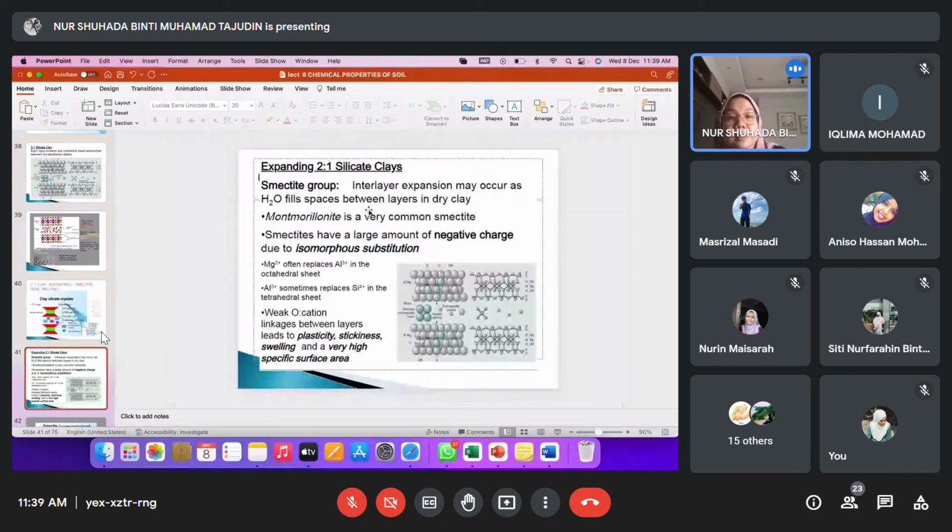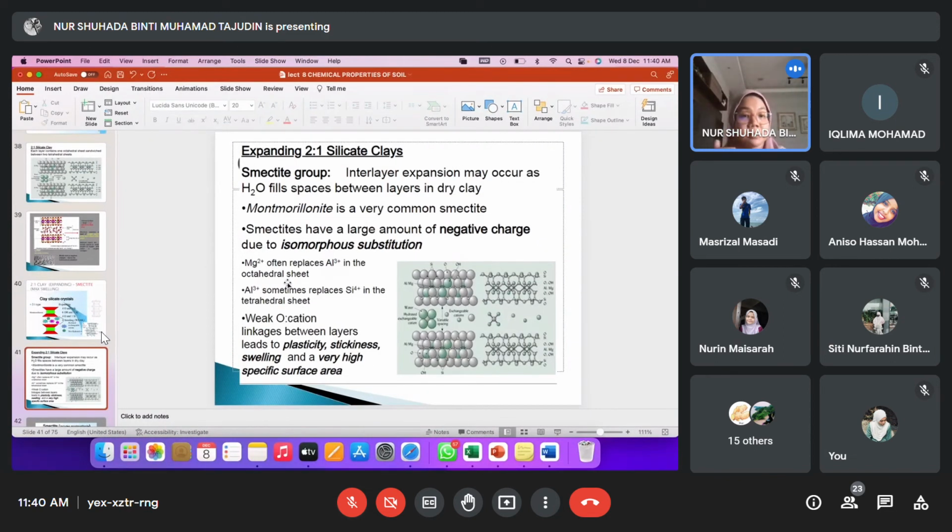Okay, so smectite groups: interlayer expansion may occur as H2O fills the space between layers in dry clay. Number 2 is montmorillonite, a very common smectite, meaning that under the smectite 2-to-1 groups, the name of the clay is montmorillonite. It has a large amount of negative charges due to isomorphous substitution. Magnesium often replaces aluminium in the octahedral sheet. It comes together, meaning that this isomorphous substitution happens in the octahedral and also the tetrahedral sheets at the same time.